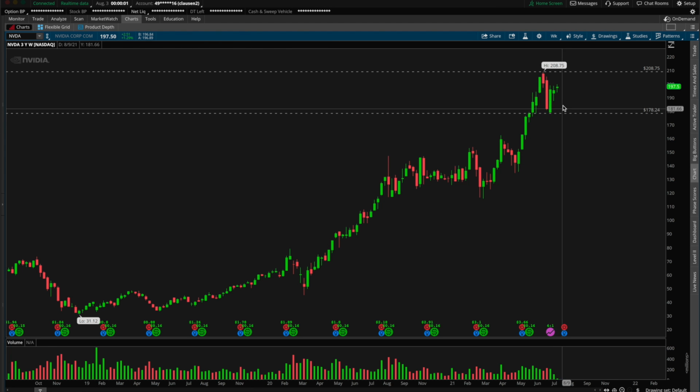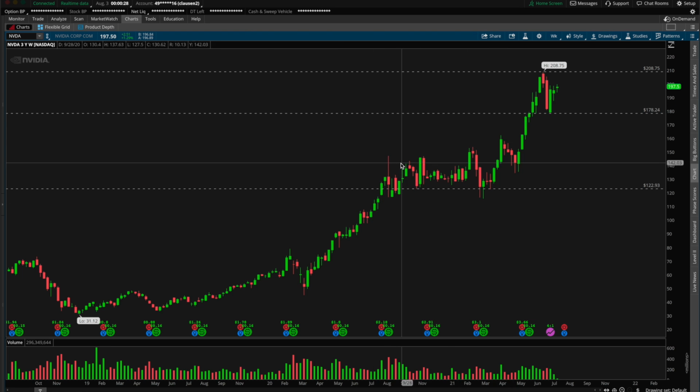178.24. Why am I plotting this level? Once again, tested once, twice, and we've bounced from 178 all the way up to 198, a $20 move on Nvidia from this level. So we know buyers are sitting at this level ready to go. Weekly chart, super strong candles here at this level, so I have all eyes on 178.24. You can come down here to plot a support at 122.93.